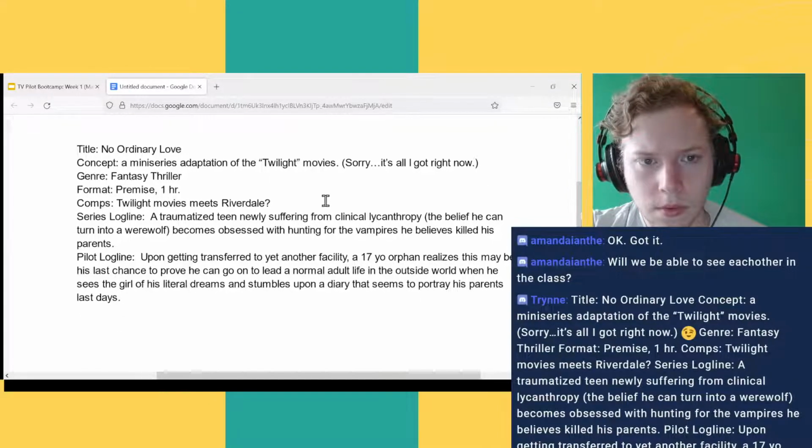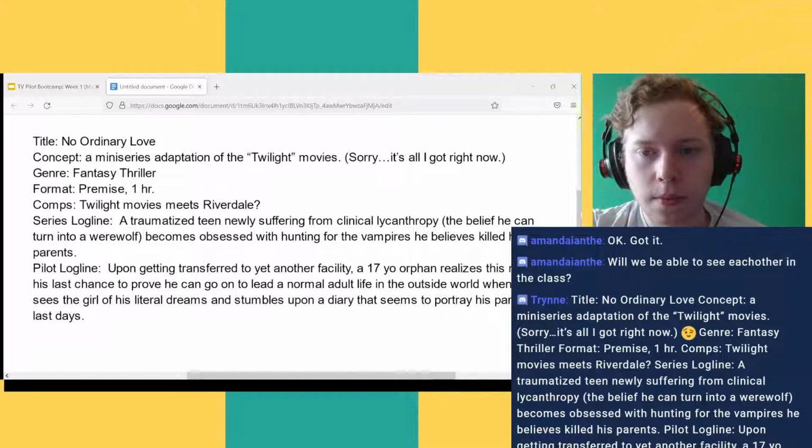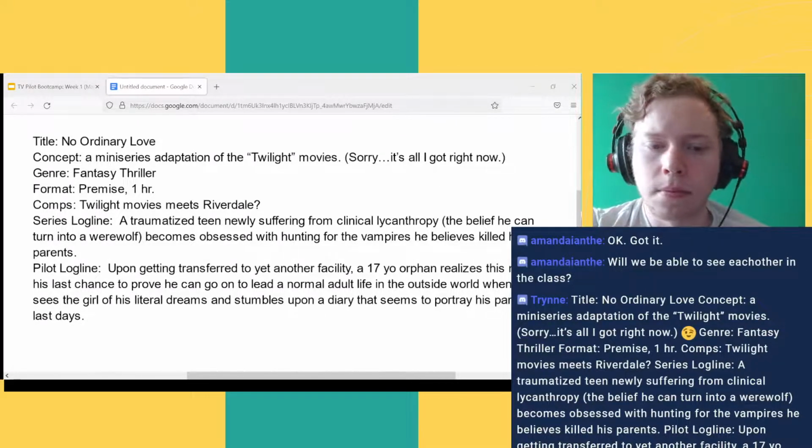He sees the girl of his literal dreams and stumbles upon a diary that seems to portray his parents' last days.